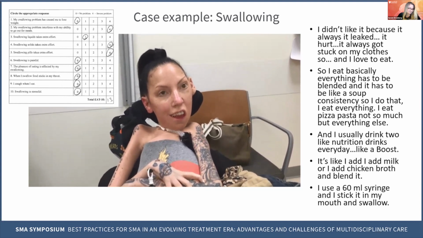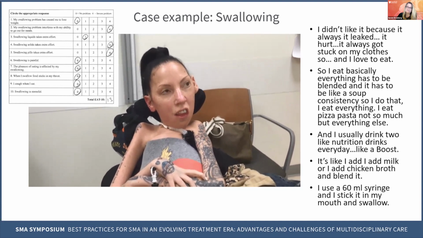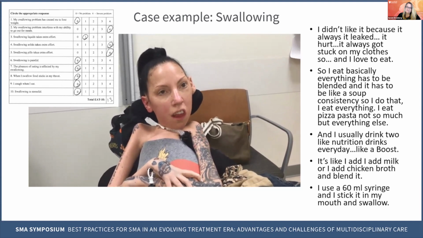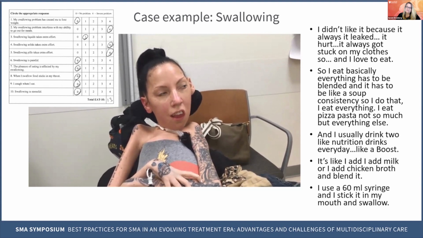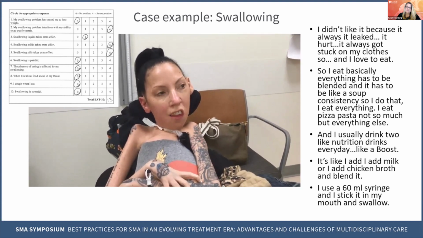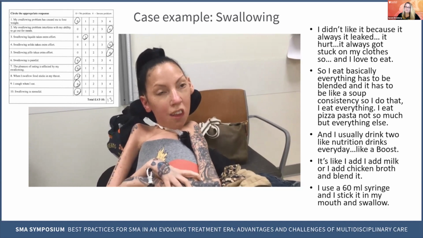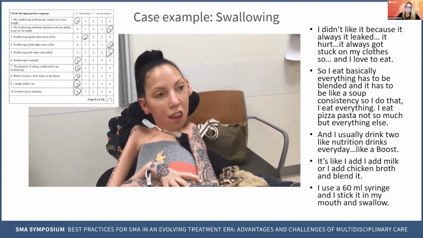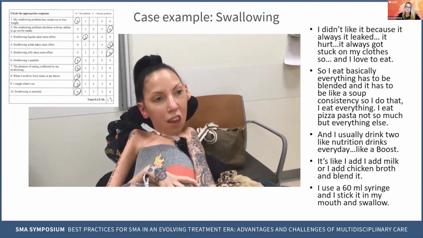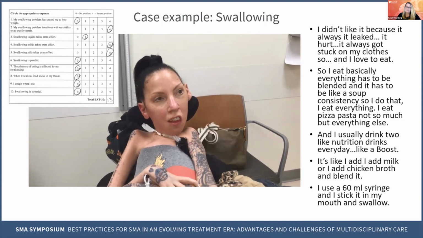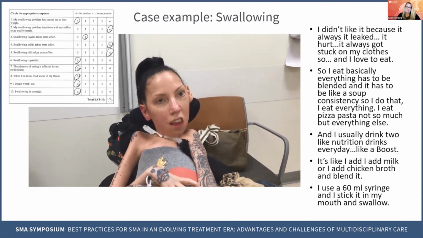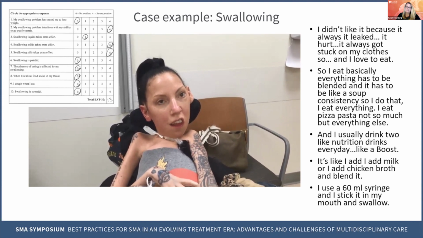And so what's your typical diet consist of? So I eat, basically everything has to be blended, and it has to be like a soup consistency. So I do that. I eat everything. I eat pizza, pasta, not so much, but everything else. And I usually do 2 nutrition drinks every day. That's a Boost. So did you say pizza?